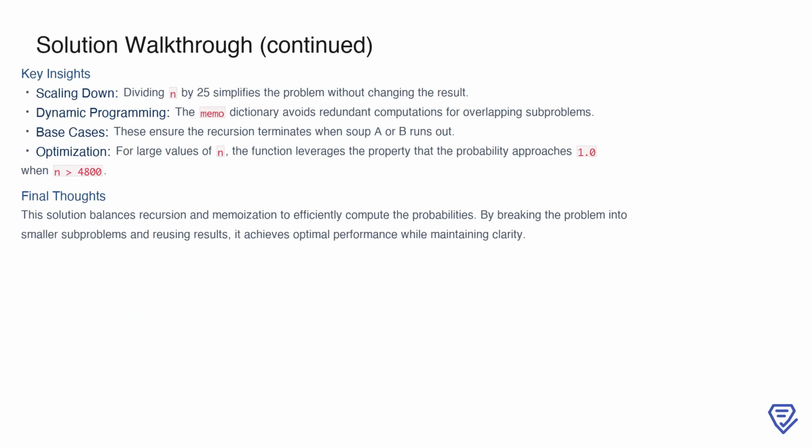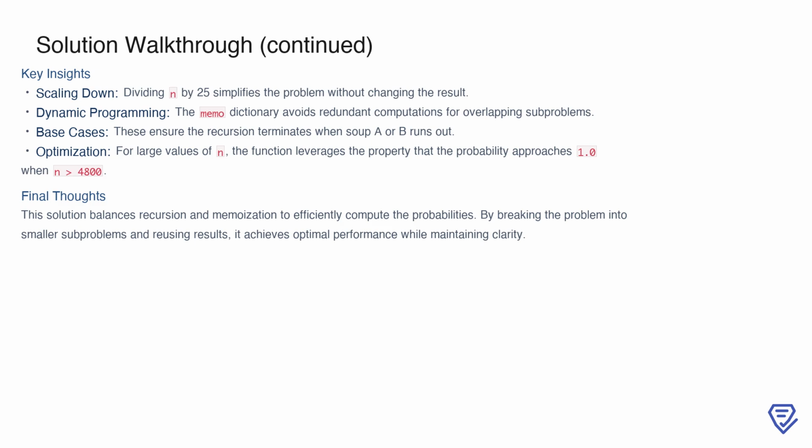This solution is built on several key insights. First, scaling down n by dividing it by 25 simplifies the problem without altering the final result. This optimization reduces the size of the input and allows us to focus on smaller, more manageable states. Second, dynamic programming is at the core of this approach, where we use a memo dictionary to store results for overlapping subproblems. This avoids redundant computations and significantly improves efficiency.